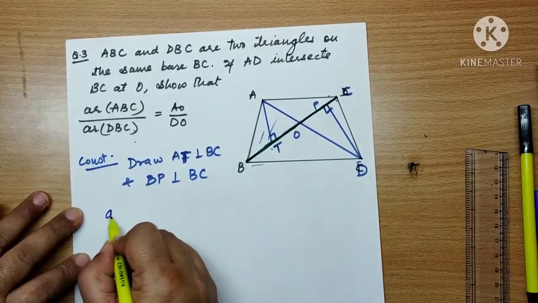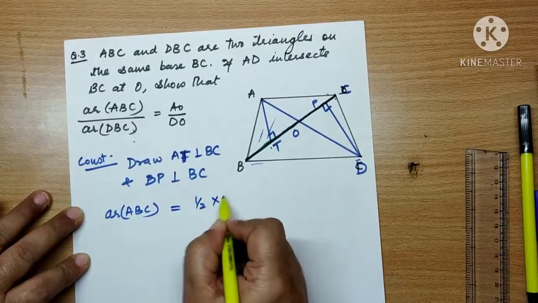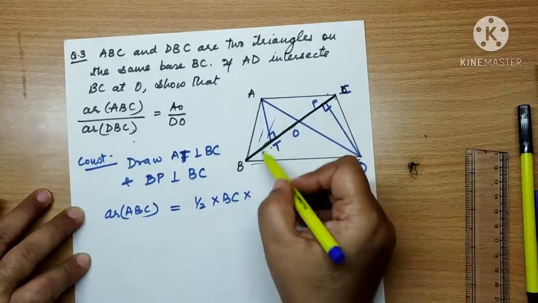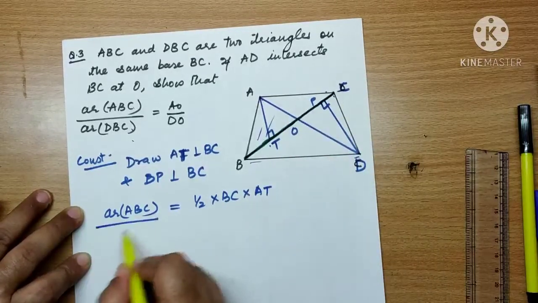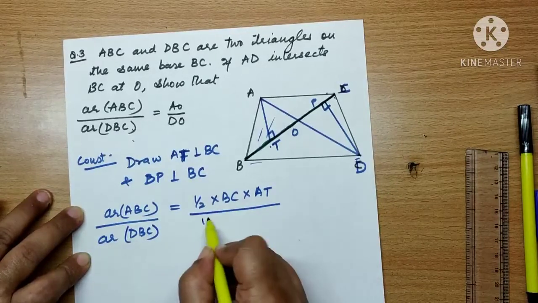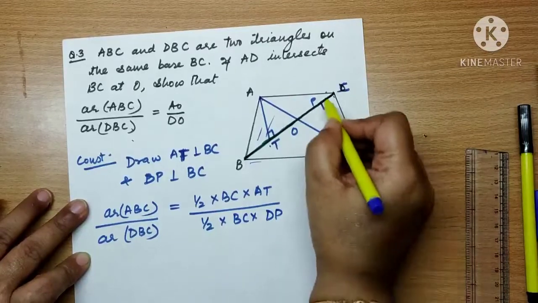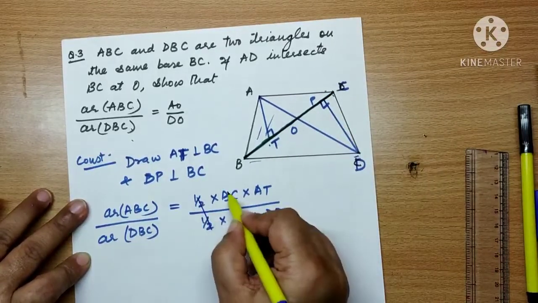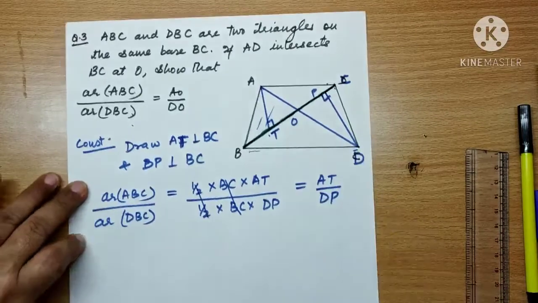Now what is area of ABC? Half, base is BC and the altitude is AT. Then area of DBC, half, base is the same BC and the altitude here is DP. This goes away, this goes away. I get this is equal to AT by DP.